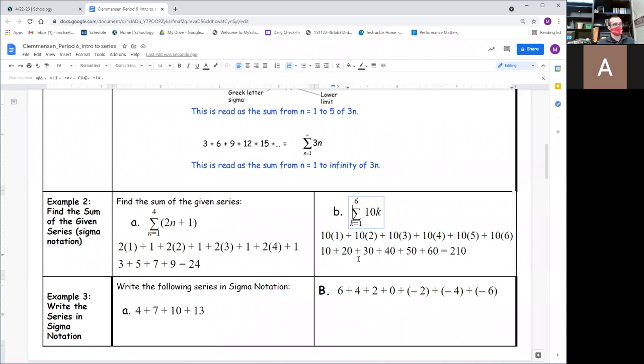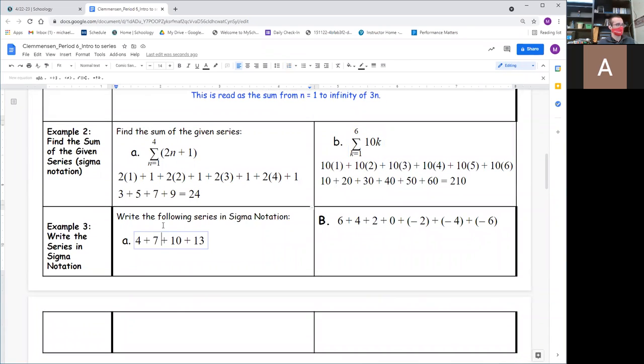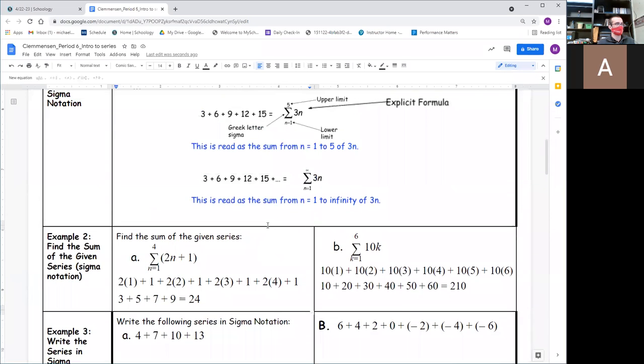I'm going to clear off my drawings. We're going to move down. First up, we don't actually need this right here. It's an extra space. So first thing I need to talk about is we need three different pieces of information. We need our lower limit, we need our upper limit, and then we need our explicit formula.